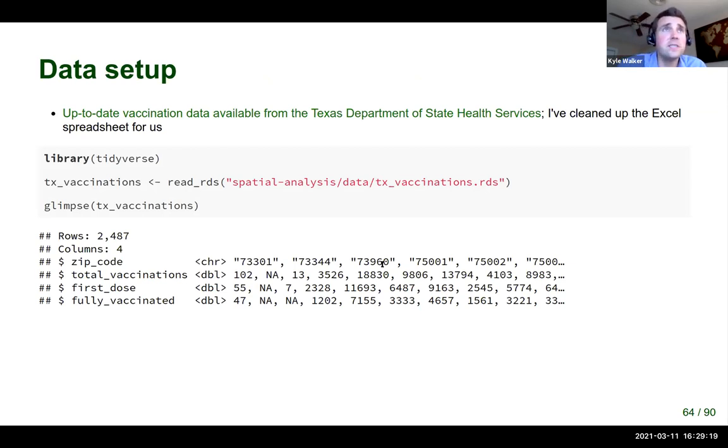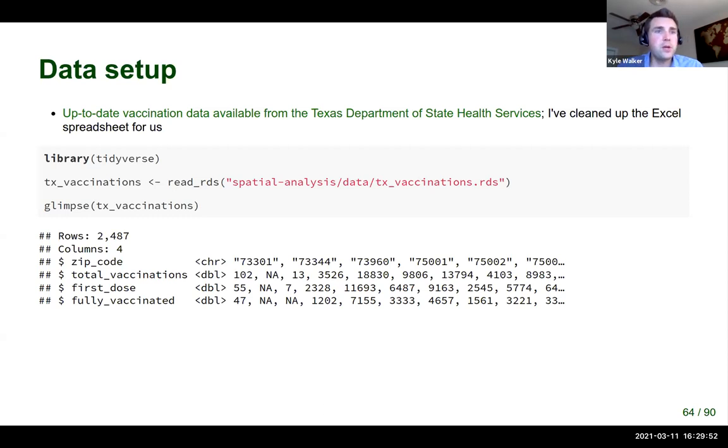If you're not familiar with RDS files, it's a binary data format, kind of a compressed data format that you can use with R. This file, if you cloned or downloaded the repository from GitHub, is in the folder specified on the screen, in the data folder, in the spatial analysis subfolder. If you're using RStudio Cloud, it's simply in the data folder. And I adjusted the code there appropriately, so you should be able to read it in. If you're not able to read it in, just make sure you have the path to the data set correct.